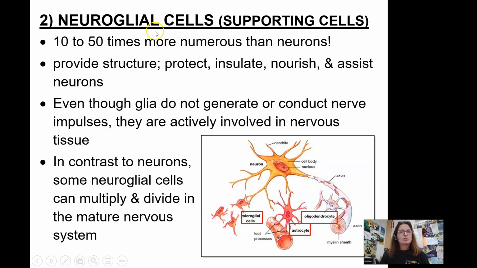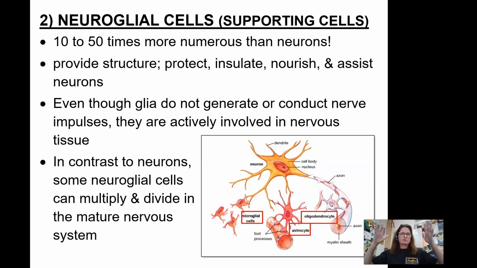Neural glial cells, or glial cells for short, are that second type of nervous system cell. And notice there's a ton more of them than neurons. Their job is not to send a message. However, they provide structure, they protect, they insulate. They're helpers. They're neuron helpers. Keep that in mind. Okay, I'm a neuron helper, your support team.